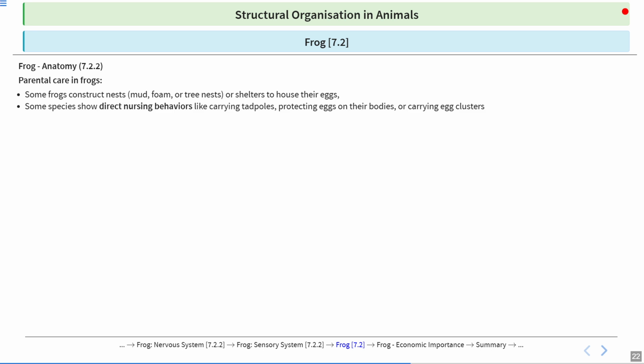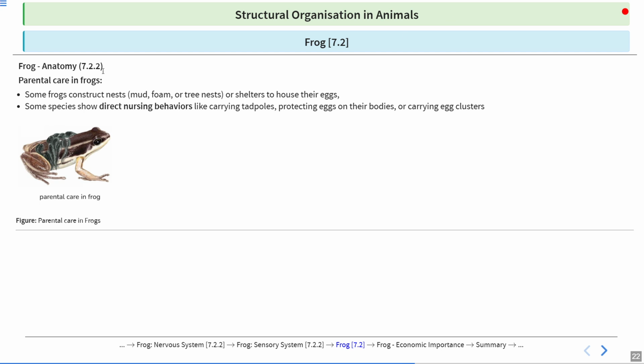Some species show direct nursing behavior, like carrying tadpoles, protecting eggs on their bodies, or carrying egg clusters. So we see this also in the case of amphibians, that they carry tadpoles. Sometimes they carry tadpoles in their mouth. They keep the tadpoles in their mouth and move from one place to another, right? And sometimes you see that the tadpoles stick to their back, or the fertilized eggs they are carrying on their back, right? So what does this all show? This comes under parental care.